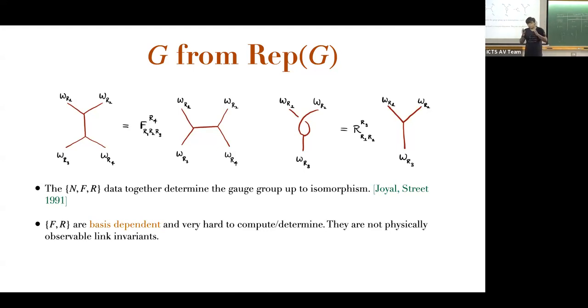So there should be some loop or link which gives you gauge invariant data, which should give you the group up to isomorphism. Because after all, this does determine the group up to isomorphism. But we don't know what that gauge invariant data is. We just know that this gauge dependent data gives the group up to isomorphism.